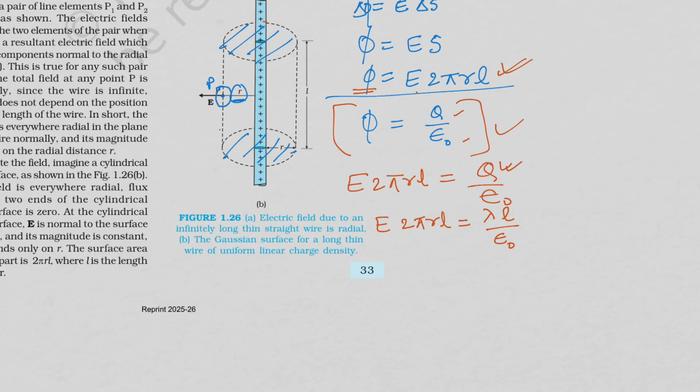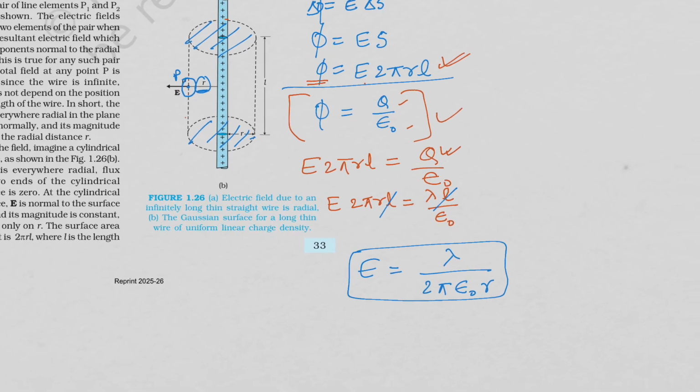And now you can cancel out L, which is on both sides. Okay. And what is left here is E is equal to lambda upon 2 pi epsilon naught R. And that's it. This is the electric field due to a long wire of charge distribution lambda.